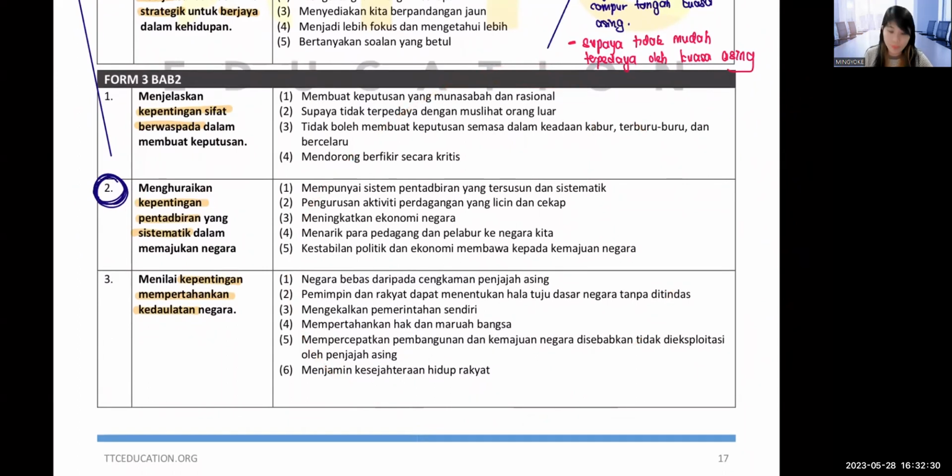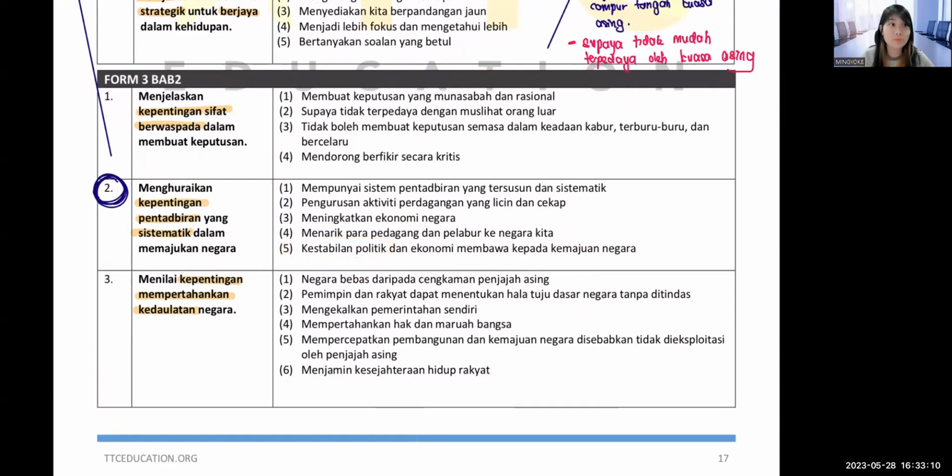Understand? So for example, question number 2, they say that explain the importance of a systematic government administration. So when you have a systematic government administration, your system will be organized, efficient, effective. Your management will be smooth and effective. Your economy will increase. Other than that, it will attract a lot of businessmen, a lot of investors to our country, and then will provide political stability.